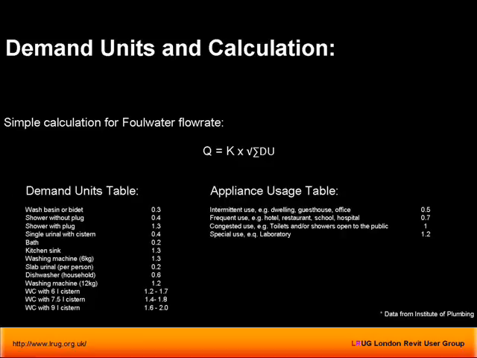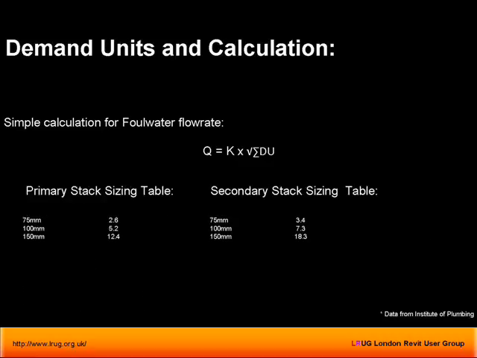Okay, here's the really, really boring data bit. This is straight from the Institute of Plumbing guide, and it shows you the standard demand units that you would have for a UK project. So you can put these bits of data straight into your Revit families, so when you use them, they will default to the correct values. We also have an appliance usage table. This is for the K factor, and it's more about your professional judgment in designing a system as to which of these values you would use.